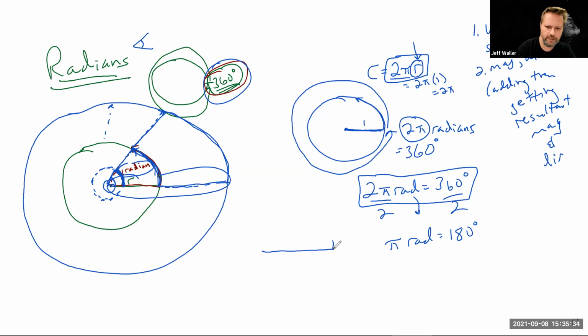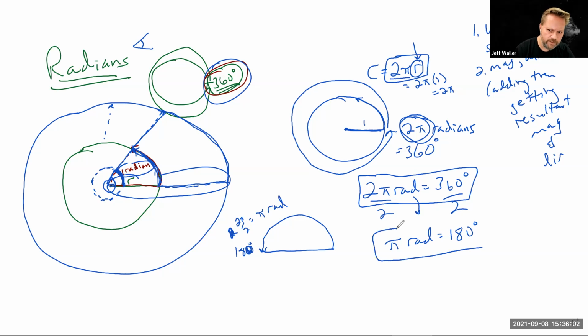So if I'm on a circle and I go this far, how many degrees did I go right here? This is the 180. 180 degrees. Didn't I also go half of 2 pi? Let's go ahead and do it. 2 pi divided by 2. This is pi radians. So pi radians is the same thing as 180 degrees.